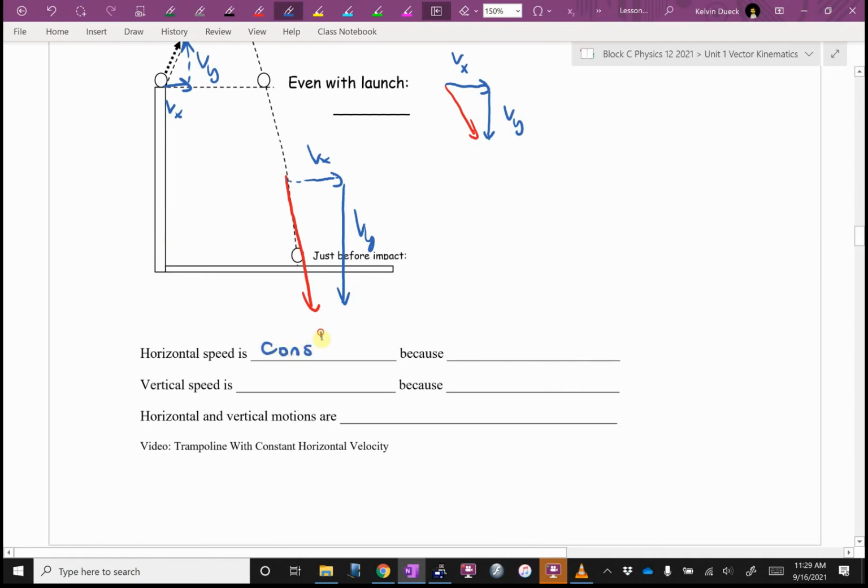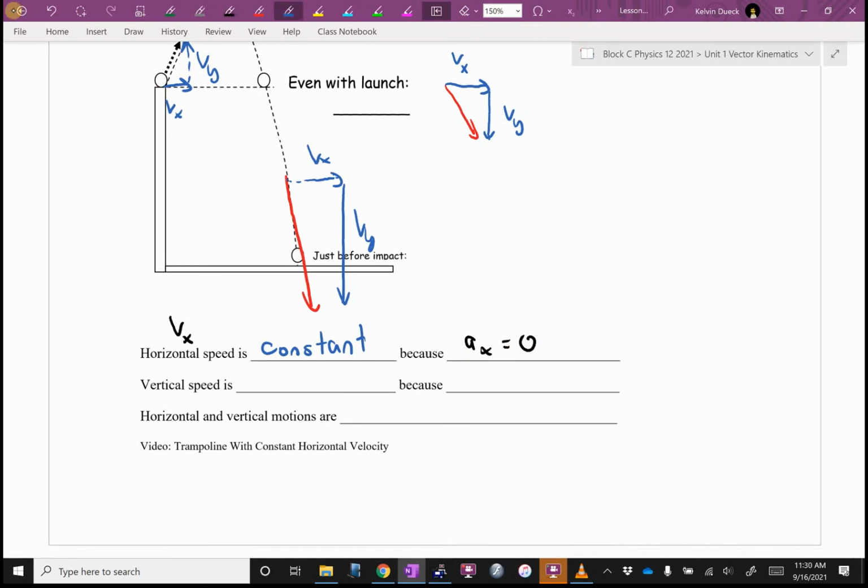Horizontal speed is constant. What's a good abbreviation for horizontal speed? Vx. Why is horizontal speed constant? Because Ax is zero, yes.